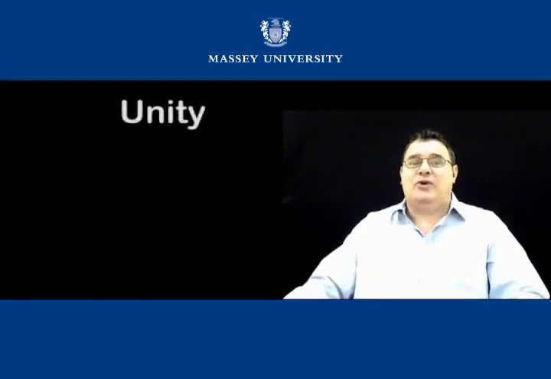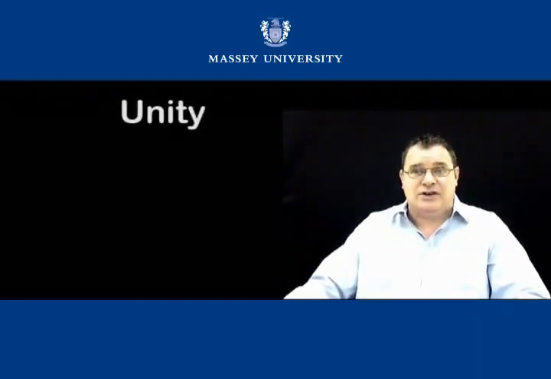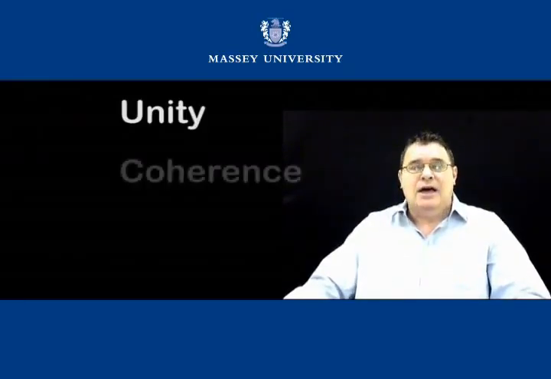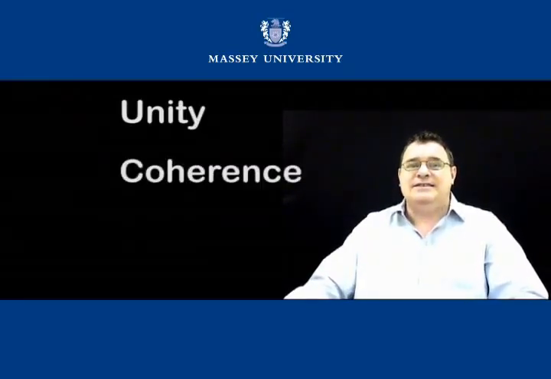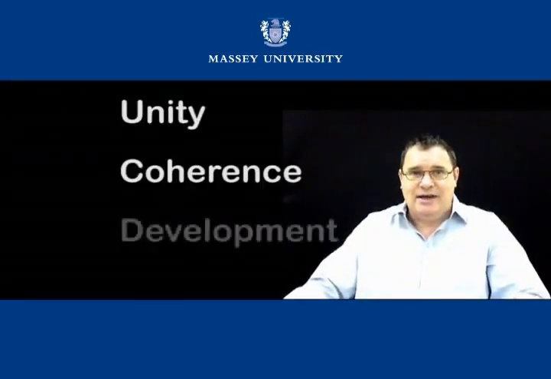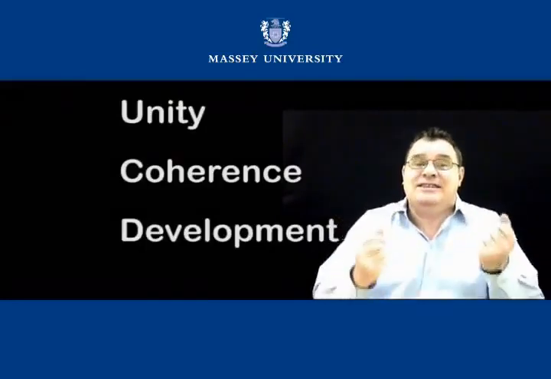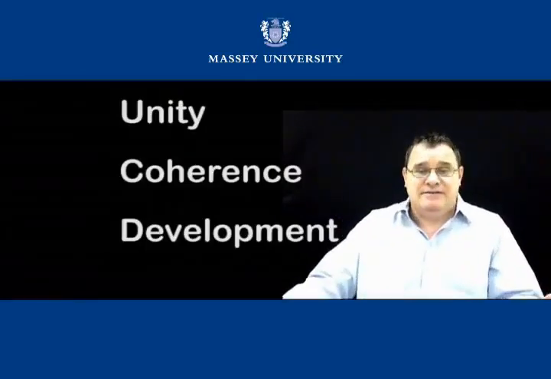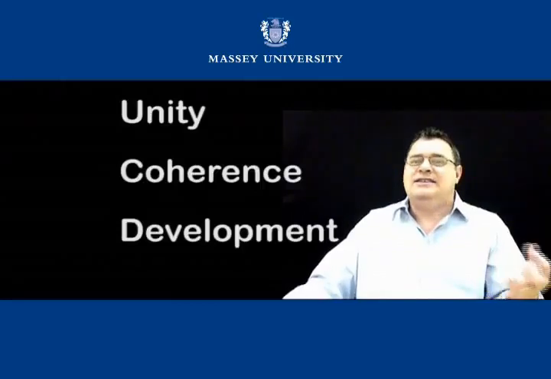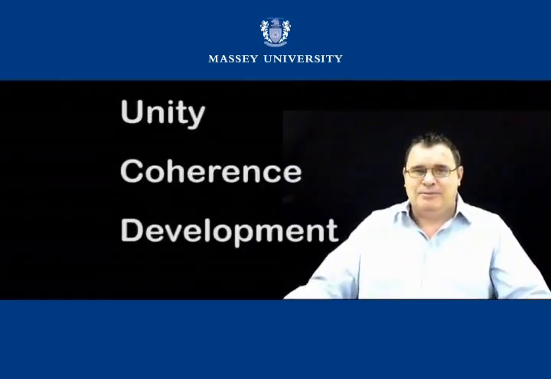Okay, so now that we know basically what a paragraph is, let's deconstruct it into the three qualities that make a successful paragraph. These are unity, which ensures that all the sentences in the paragraph focus on the one main idea. Coherence, where all the sentences are clearly related to each other. And development, where the main idea is supported with sufficient details and examples to give it validity. So, let's look at each one of those qualities in turn.